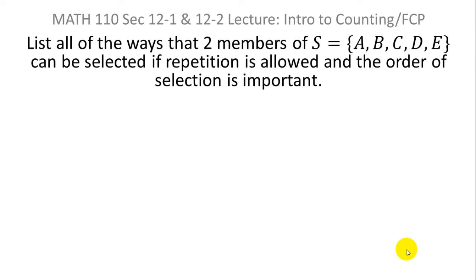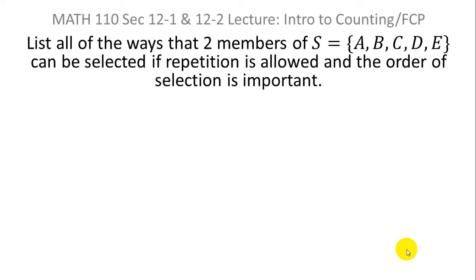You've got to pick up on the cues here. It's important that you're only picking 2 out of the 5. It's important that you can repeat letters. So if you choose A, you could choose A again for the second time if you wanted. And the order of selection is important. So if you chose A and then B, that would be a different selection than if you chose B followed by A. So all of these little cues are important and you have to pick up on them.